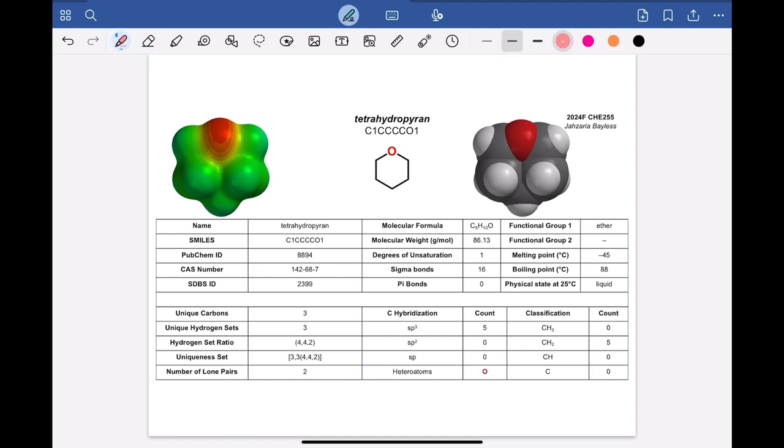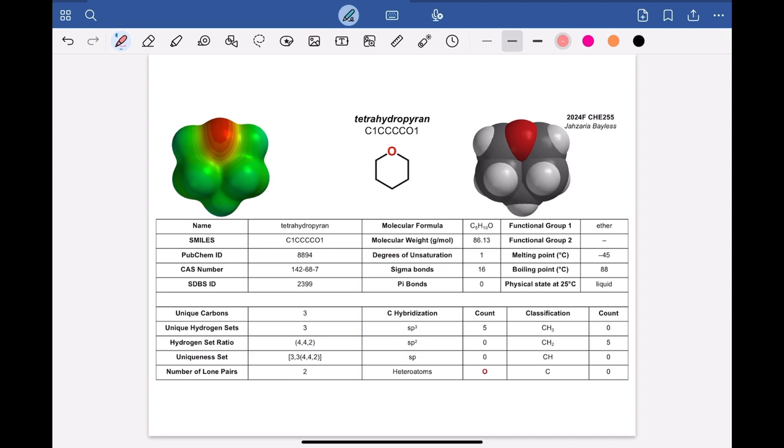in their valence shell. The oxygen in this molecule has 2 lone pairs because it is in its most stable form. This molecule is a liquid at 25 degrees Celsius, has a melting point of negative 45 degrees Celsius, a boiling point of 88 degrees Celsius, 16 sigma bonds, 0 pi bonds, and a molecular weight of 86.13 grams per mole.